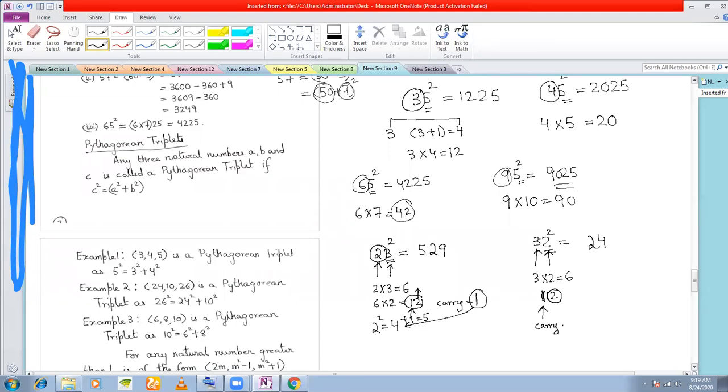Next what I do is I square this digit 3. I square this 3 to get 9, and I know what was my carry. 1 was my carry, so I add this 1 to my 9 to get 10.